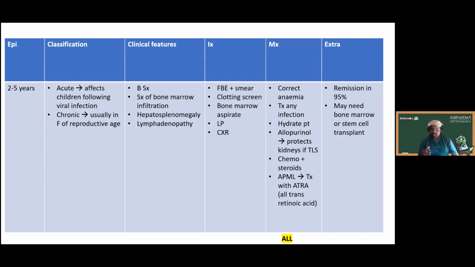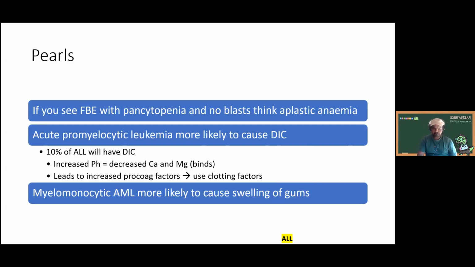Chemo and steroids really together. So the chemo obviously is to attack the blasts, but the steroids are to reduce any swelling that may result and any inflammation that may result. And then specifically for APML, which is a subtype of leukemia, we can treat that with all-trans-retinoic acid. So some extra things to know. Generally, most people remit with leukemia, 95%, and they may need things like bone marrow or stem cell transplants, but this is probably above our scope of practice.